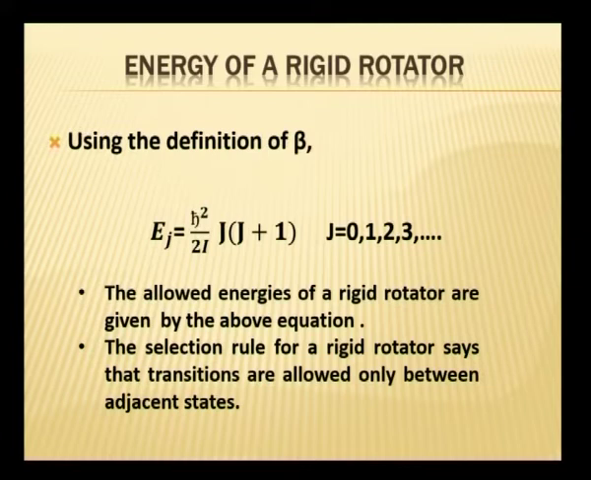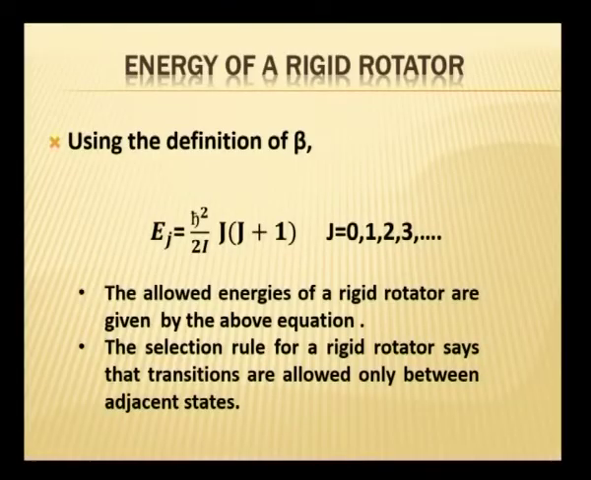They will take discrete values because j is discrete. H bar square is nothing but the unit of angular momentum, that is a constant. The moment of inertia of a system is a constant. The only variable is j, and j, if you remember, will take only integral values. Therefore, E j will take only discrete values, or the energy eigenvalues are quantized.